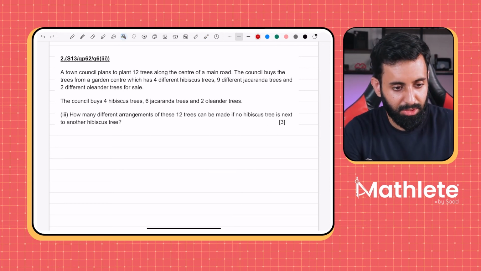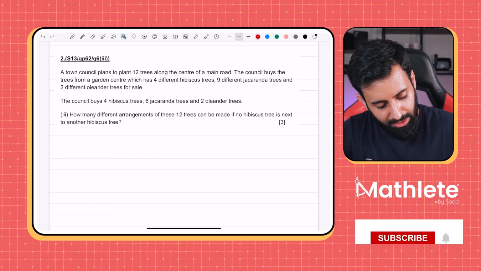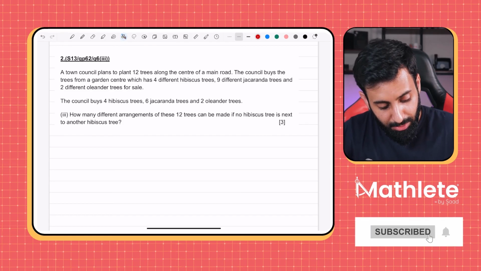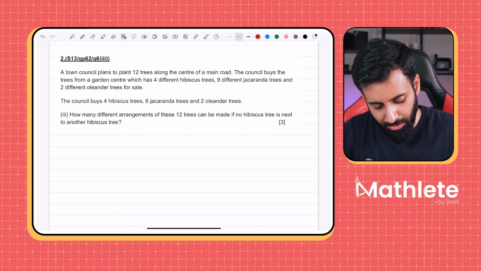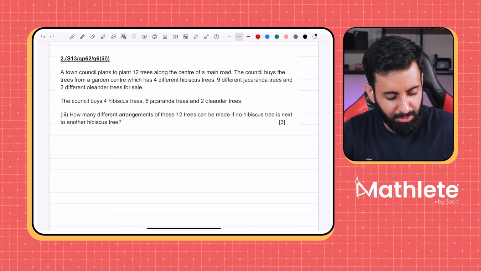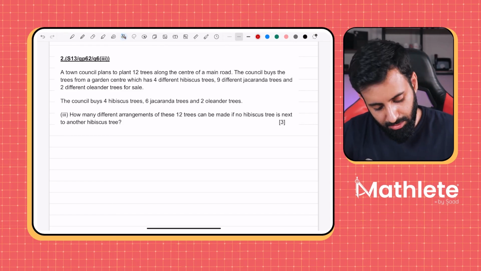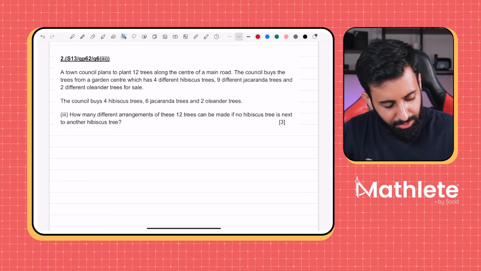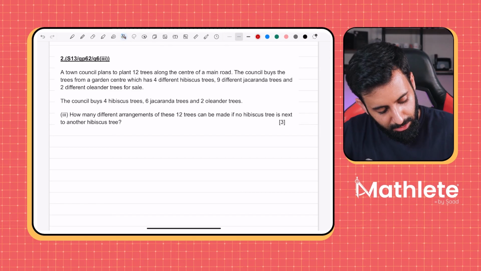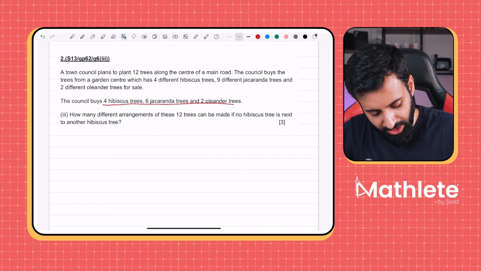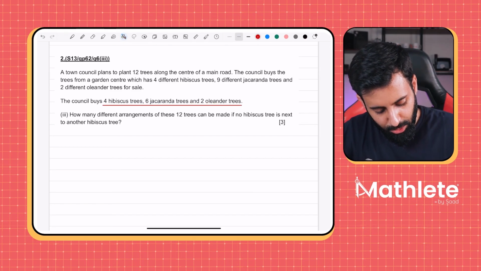Let's do another one. Let's see what this one says. A town council plans to plant 12 trees along the center of a main road. The council buys the trees from a garden center, which has 4 different hibiscus trees, 9 different, okay, I don't know how you pronounce that, certain trees, and 2 different oleander trees. Okay, the council buys 4 hibiscus, 6 J, I'm going to call them J, and 2 oleander trees.